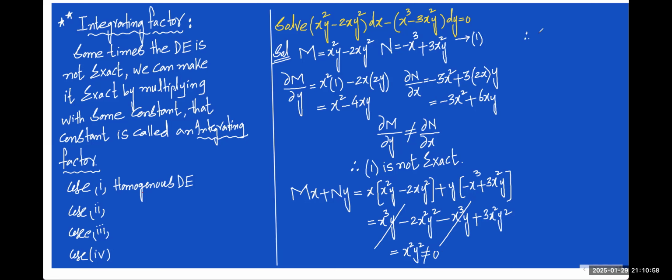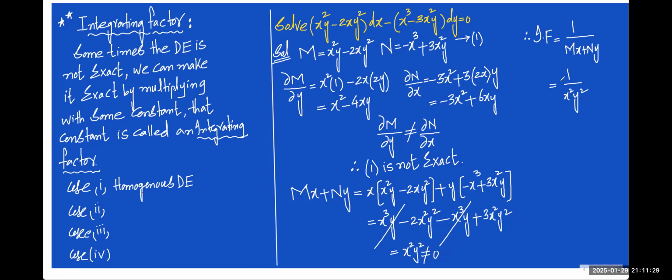Therefore, integrating factor is equal to 1 by mx plus ny, which is nothing but 1 by x square y square. Check up to here once, and if there is any doubt, tell me. So why are we writing 1 by mx plus ny? If mx plus ny is not equal to 0, then 1 by mx plus ny is the integrating factor.